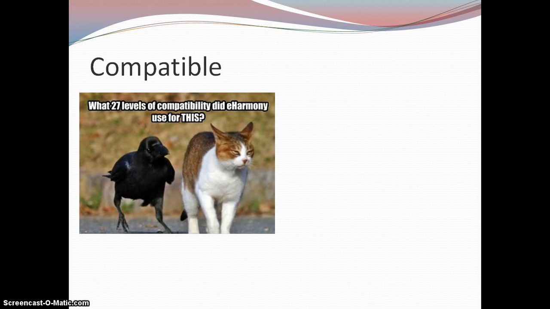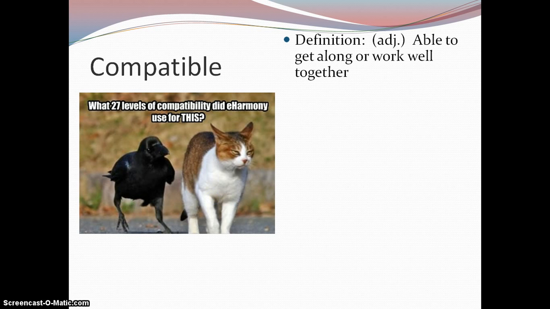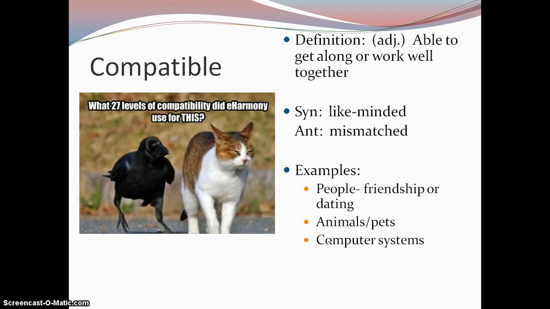Compatible. So compatible means able to get along or work well together. So if you're going to marry someone, it's important that the two of you are compatible, that the two of you get along together. So you're probably compatible with your friends. You should be compatible with a person that you date.